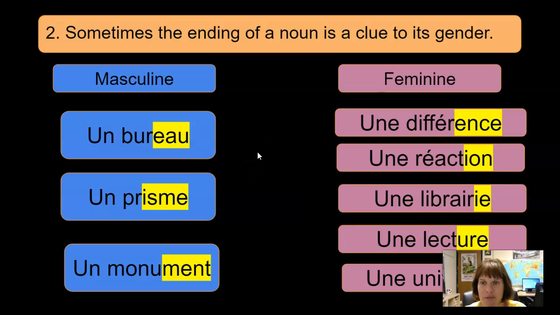Mind you, there are always exceptions to those rules. Again, that's why it's best just to memorize what definite or indefinite article comes before your noun when you're learning your vocabulary.